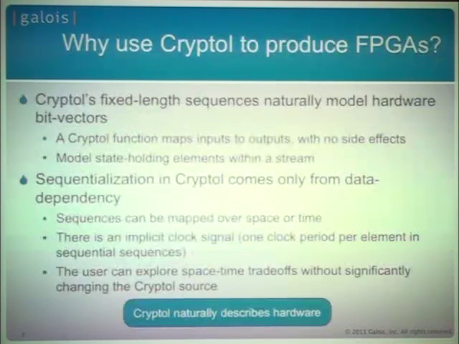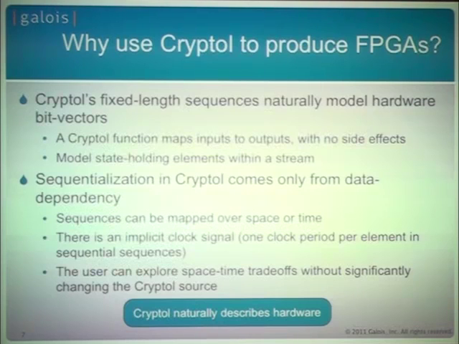So why use Cryptol to produce FPGAs? I think there's a couple of factors about that. First of all, this notion of these fixed-length sequences that we have, where we know how big the sizes are, very natural matching down to sort of bit vectors that you might put in on an FPGA. And then you've got these pure functions that go from inputs to outputs, very natural parallelism, all the sorts of things that the functional programming world have been talking about for a long time.